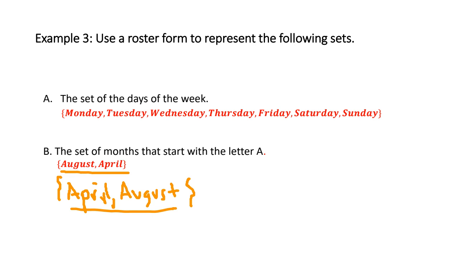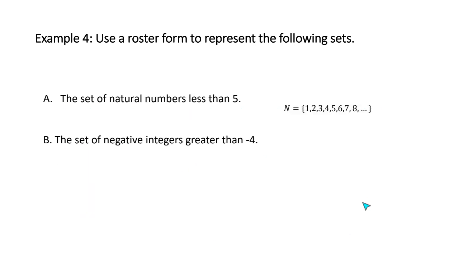All right, let's continue. Use a roster form to represent the following sets. So we have the set of natural numbers less than 5. Just so that we remember, the natural numbers are 1, 2, 3, 4, 5, 6, 7, 8, and it goes on forever. So this problem wants us to write the set of natural numbers less than 5. First, we need to make sure we know what the natural numbers are. Then we're going to choose all the natural numbers less than 5.